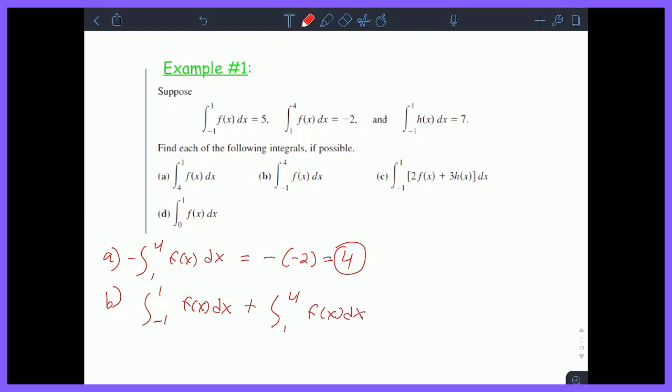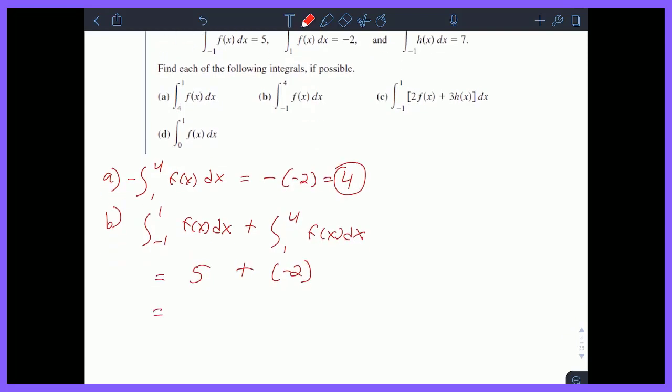And this is additivity. These integrals added together are just the integral from -1 to 4 of f of x dx. So the integral from -1 to 1 of f of x dx is simply given to me as 5, and the integral from 1 to 4 of f of x dx is -2, so the answer is simply 3. So the integral from -1 to 4 of f of x dx is 3.